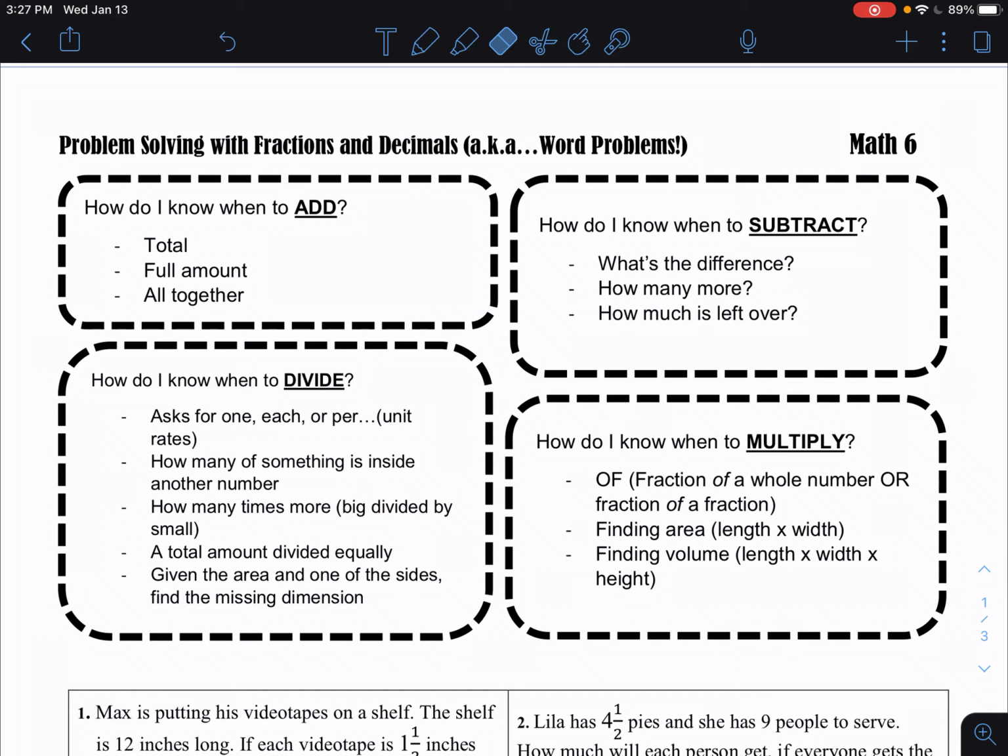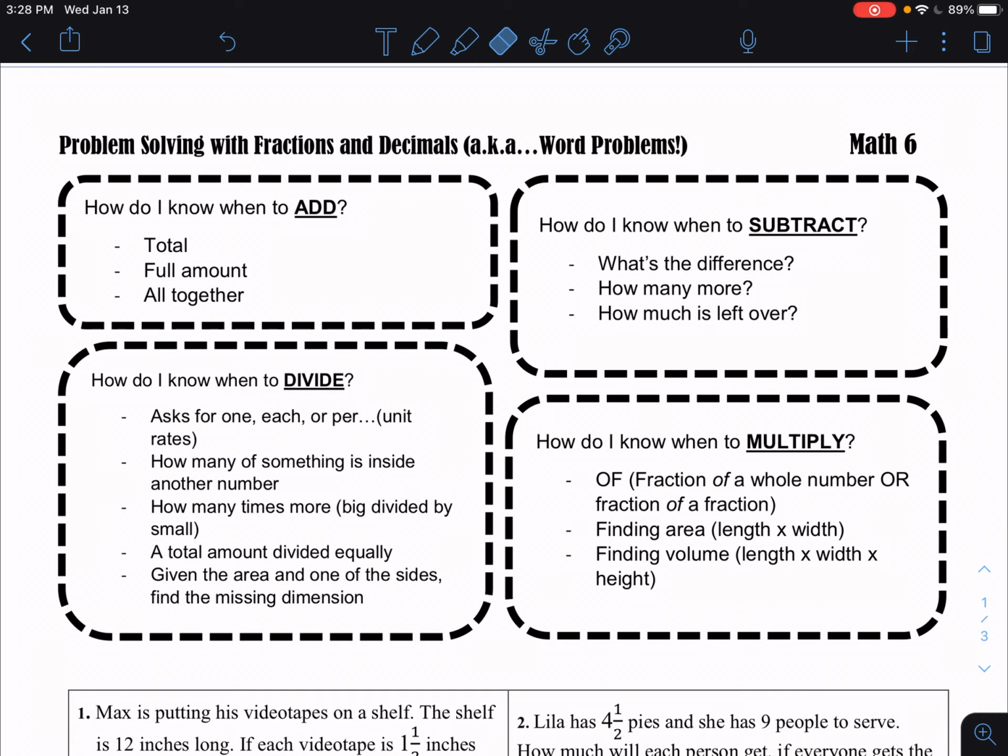So how do I know if I'm going to divide? If it asks for one, each, or per, those are going to be your unit rates. So you're going to divide to figure out how much for one of something. How much of something is inside something else. So you have a space and you're trying to fill that space. How much of the object can fit in that space?